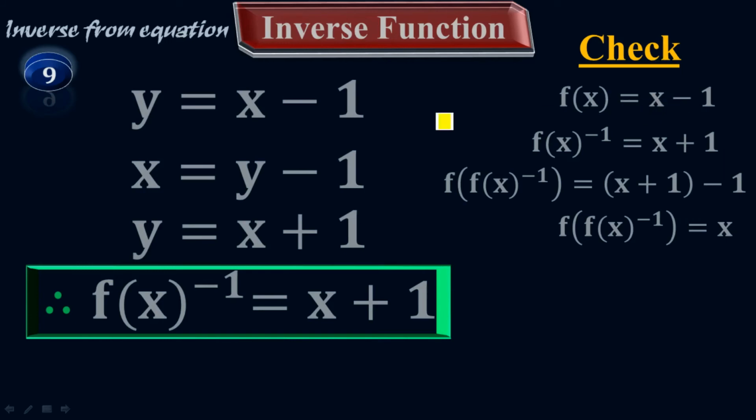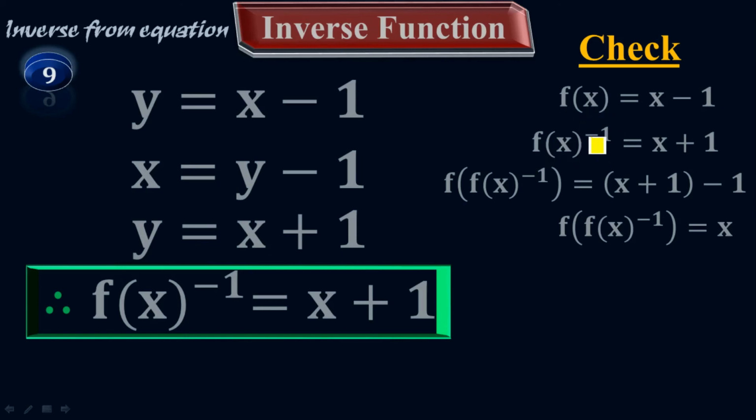Look, my given function is x minus 1, y equals x minus 1. Can I replace y by f of x? Whether you put y or f of x, it is one thing. Just put f of x for y. So f of x is my given function, which is x minus 1, and its inverse function is x plus 1. f of x to the negative 1 is my inverse function. Look, this is not the power. Negative 1 is not the power. It is just the indication of the inverse of f of x.